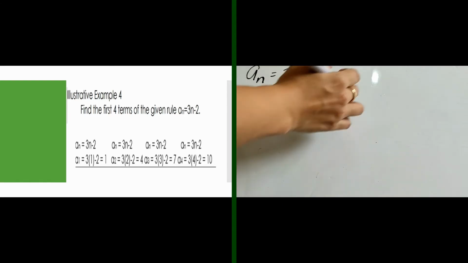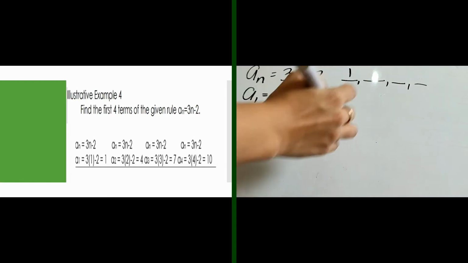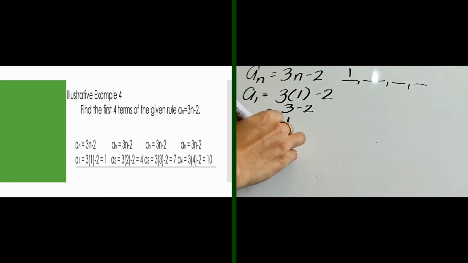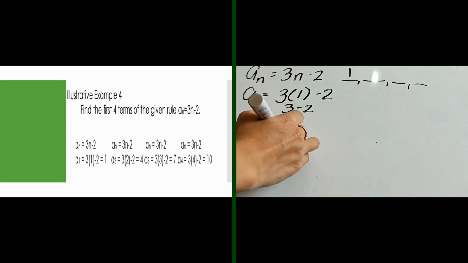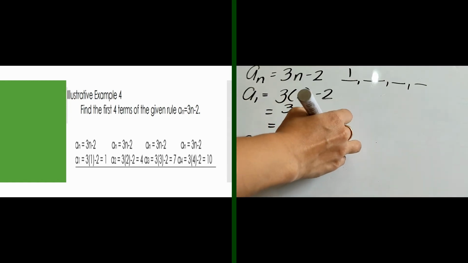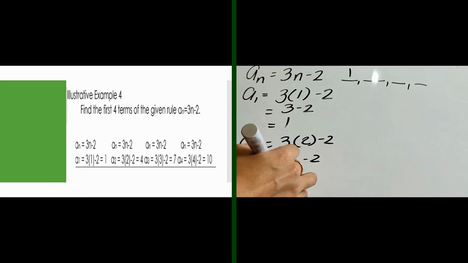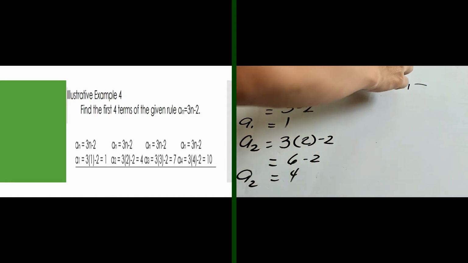Your second term, so the value of your n is 2. Instead of writing n, you will write 2. 3 times 2 minus 2. 3 times 2 is 6, minus 2 will give you 4. So this is your first term, this is your second term, 4.